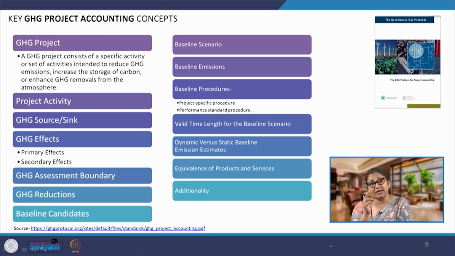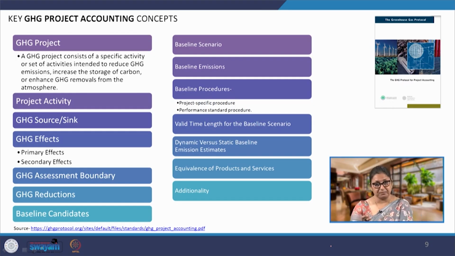And then once we have identified those sources and sinks, we will also calculate the GHG effects. What are the primary effects and what are the secondary effects? And then alongside we will define the GHG assessment boundary. The boundary may be defined along with the GHG project and the project activity, largely almost parallelly. The assessment boundary has to be clearly defined: what is my organizational boundary and what is my operational boundary?